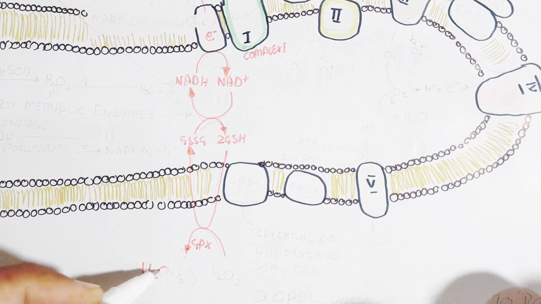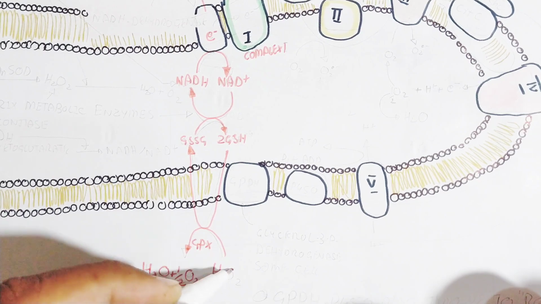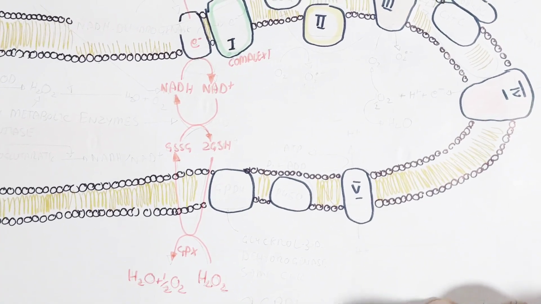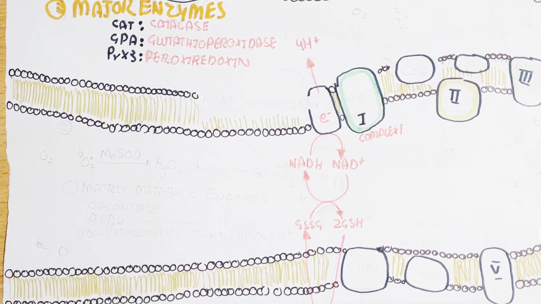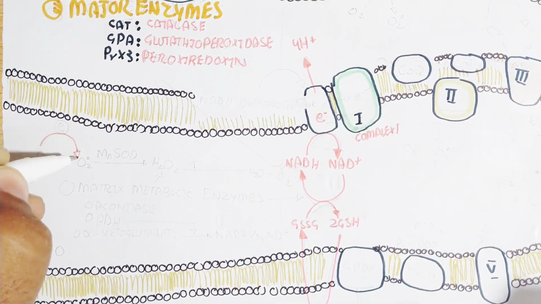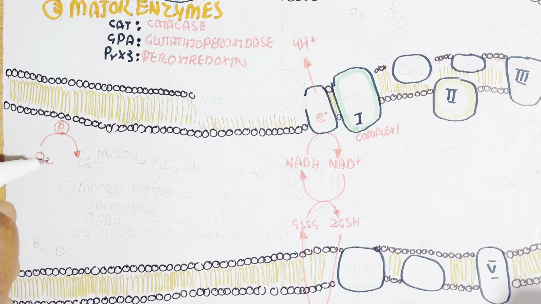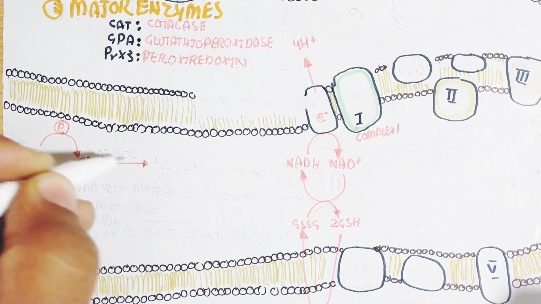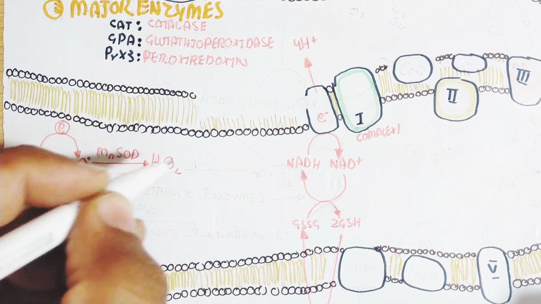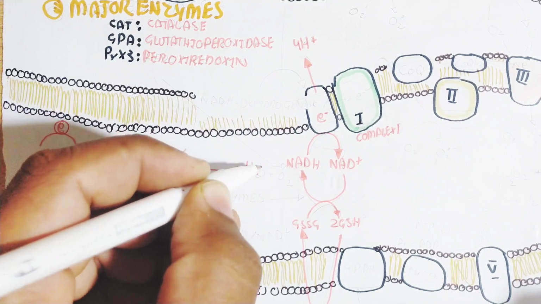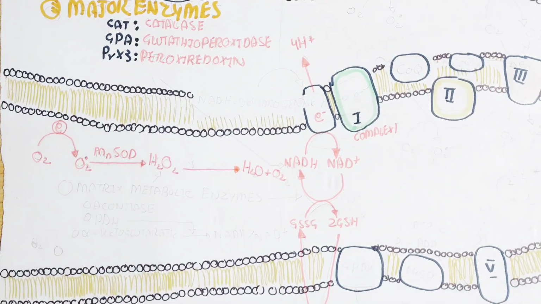On the other hand, glutathione also works in the conversion of NAD plus into NADH, by the conversion of GSSG into 2GSH. In this way, it also works on hydrogen peroxide, converting it into water and oxygen. Remember, hydrogen peroxide is also a reactive oxygen species.